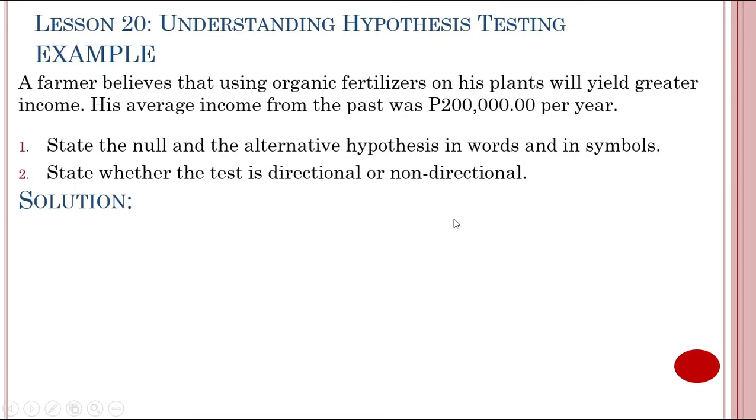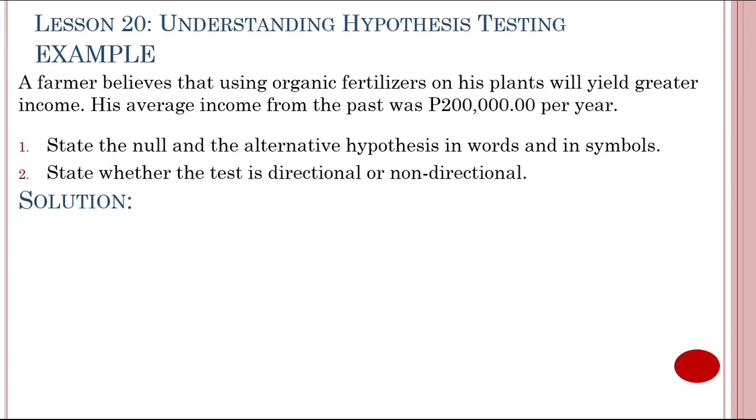Now, another example. A farmer believes that using organic fertilizer on his plants will yield greater income. His average income from the past was 200,000 pesos per year. Let's state the null and the alternative hypothesis in words and in symbols. Then state whether the test is directional or non-directional. Okay, so madali lang. Dito wala pa tayong kukumpitin, i-state lang natin.